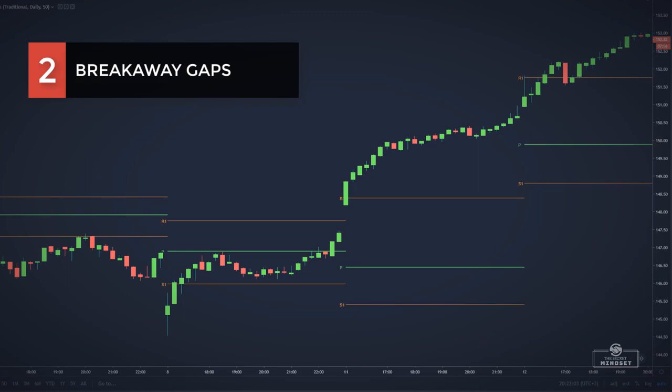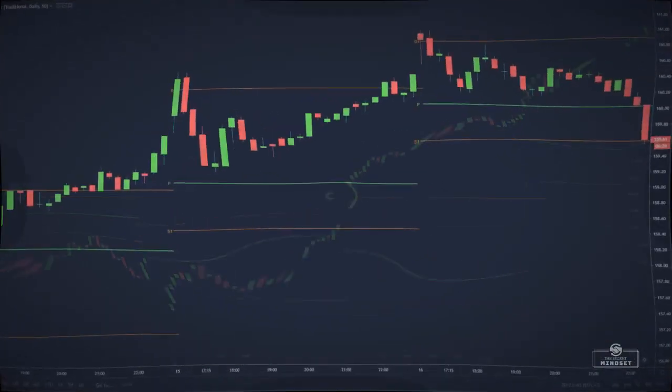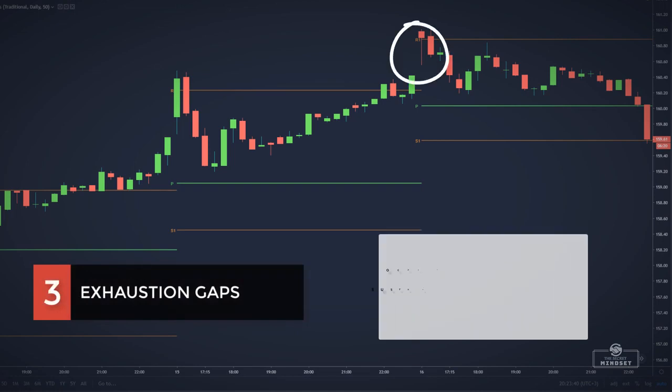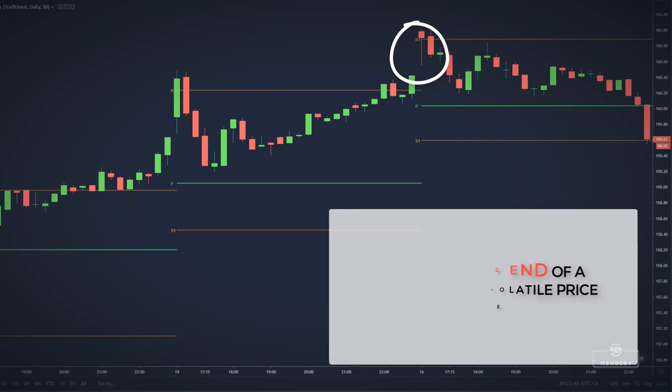We have breakaway gaps. A breakaway gap occurs at a point of clear resistance or support, when there are a large number of buy orders above a major resistance line or sell orders below a support line. Also, we have exhaustion gaps. An exhaustion gap occurs at the end of a sustained and volatile price move and confirms the reversal. An exhaustion gap signifies a clustering of orders anxious to exit the market.